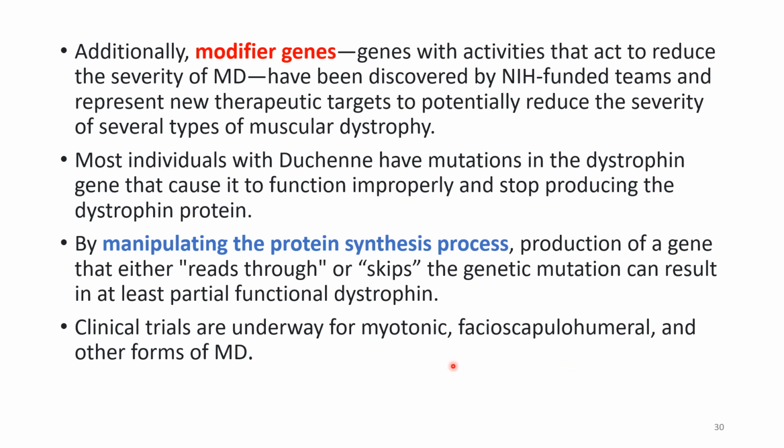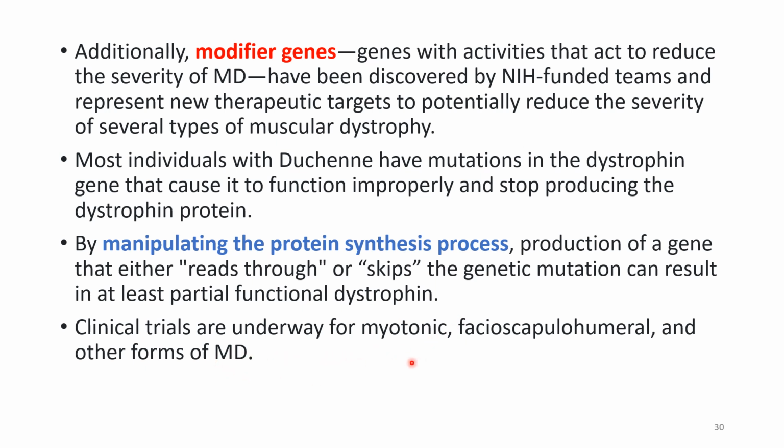Clinical trials are underway for myotonic, facioscapulohumeral and other forms of muscular dystrophy. So these modified genes can also be tried. What will these modified genes do? They will manipulate the protein synthesis process. So all these are under study at present. Mainly they are targeting Duchenne muscular dystrophy, and clinical trials are also going on for other forms of muscular dystrophy.